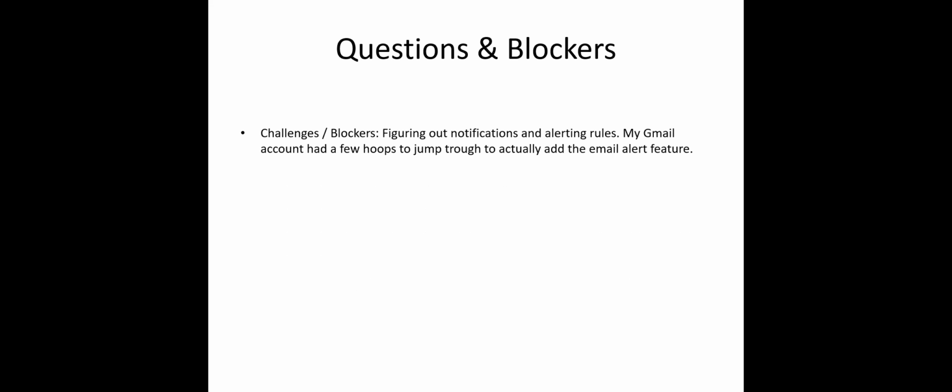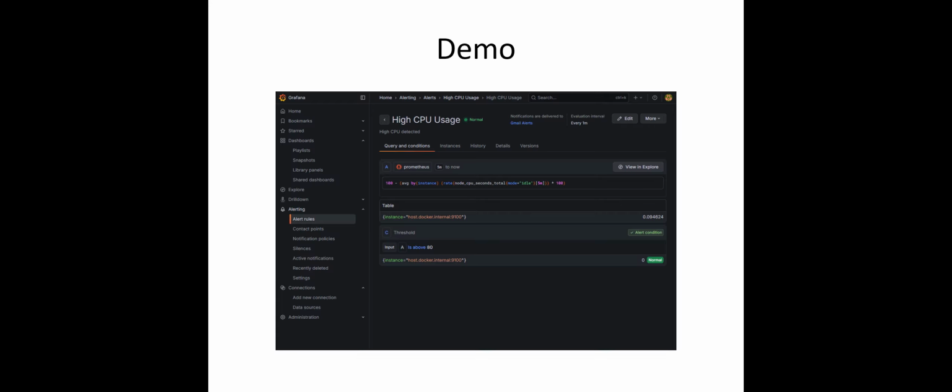One of the biggest blockers I ran into was figuring out the notifications and alerting rules. It's definitely new to me, and it's something I haven't learned before, especially working with a platform like Grafana. And my Gmail account certainly had some hoops that I had to jump through to actually add the email alert feature. That was something I wasn't anticipating, and it added a little bit more time onto this week's progress. However, thankfully I was able to get through that.